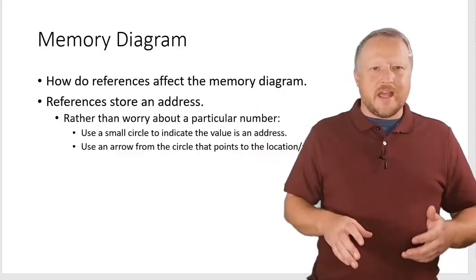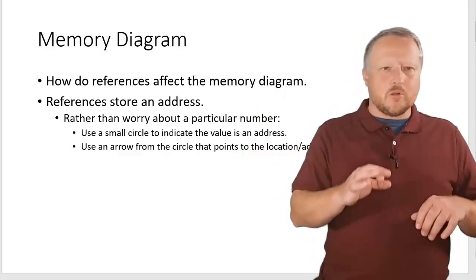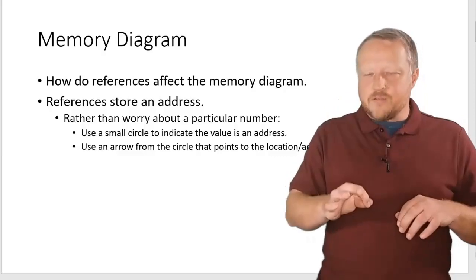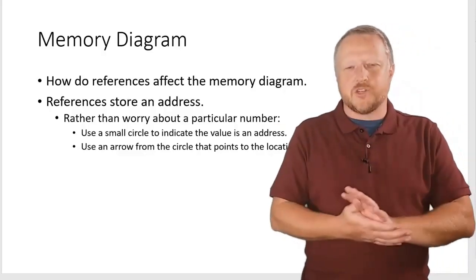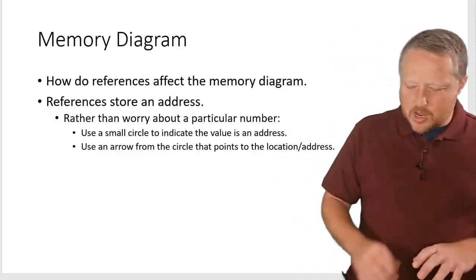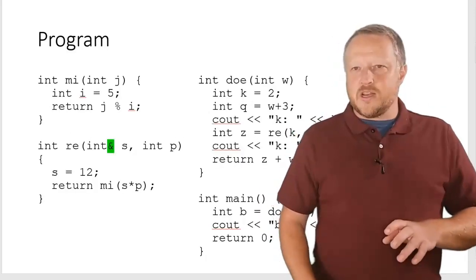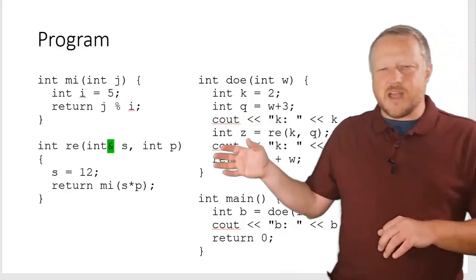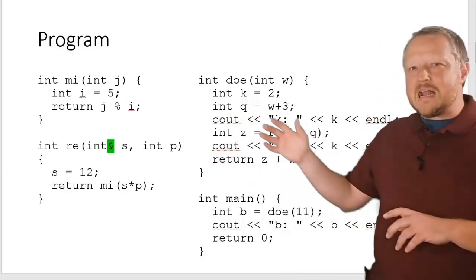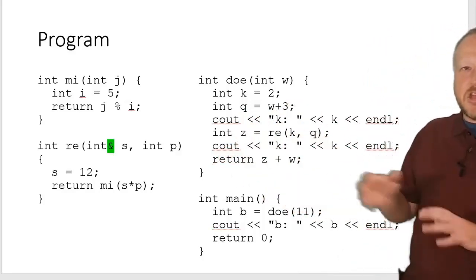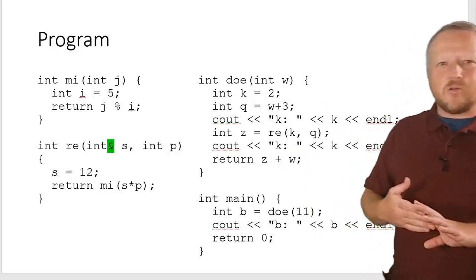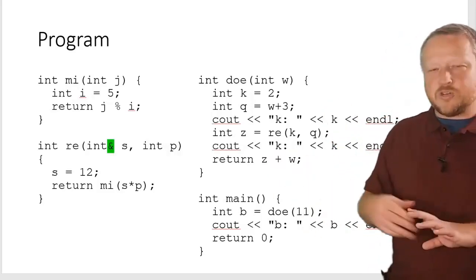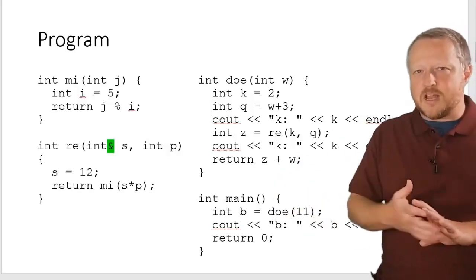Instead of worrying about that, all we do is we have a small circle to indicate the value of the address, and then we use an arrow from that circle to point to that location and that address. So the code that you're going to see next, I'm going to shrink this down a little bit, but we've got a lot of things going on in this code here. So we have main, re, do, let's say, and then the main, of course. So you know which one we're going to start off from, but I'll get to that in a minute.